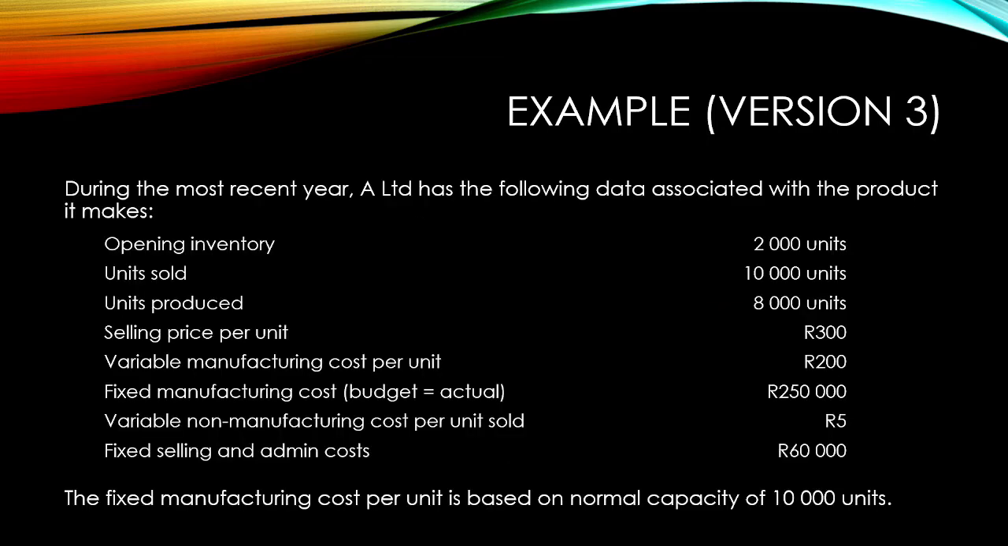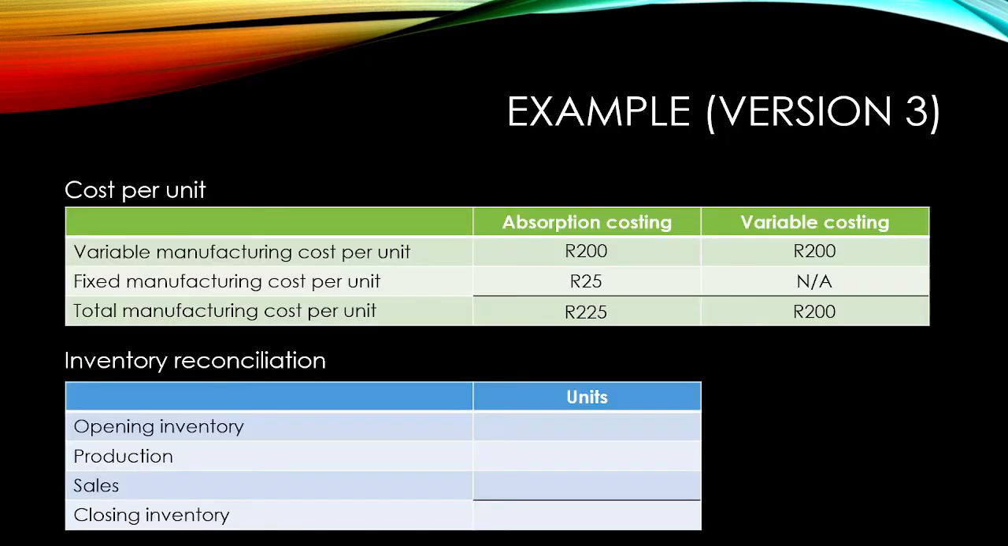Let us move on to then our last example. In this example, we have units produced of 8,000, which is less than our units sold of 10,000. Everything else remains the same. Again, pause the video now and work through this example on your own. Unpause it when you are ready to continue. Our cost per unit calculation remains identical to previously. With our inventory reconciliation though, notice that our production now is only 8,000 units. This means that our closing inventory will now be 0.